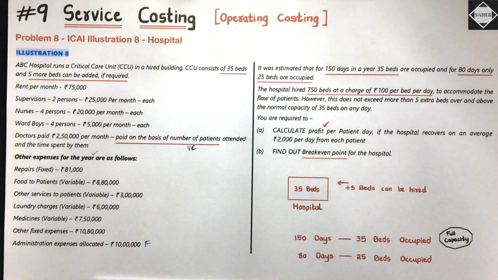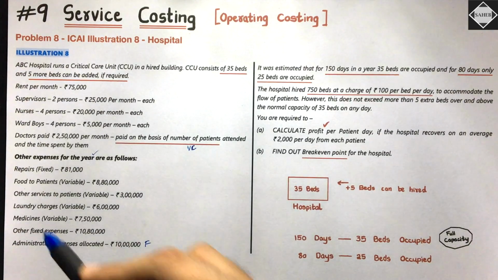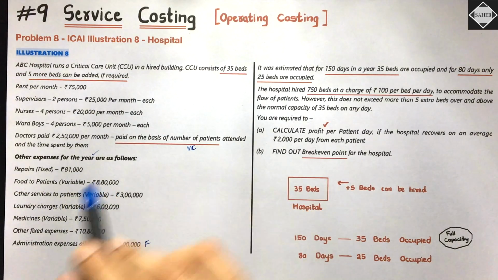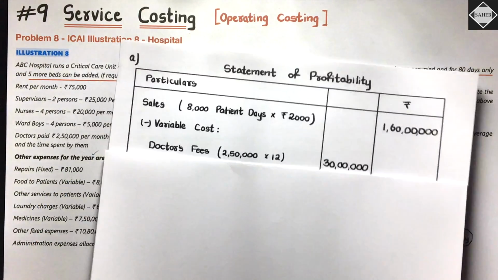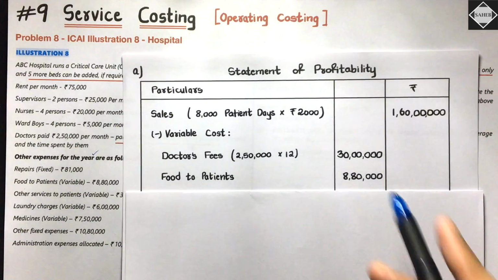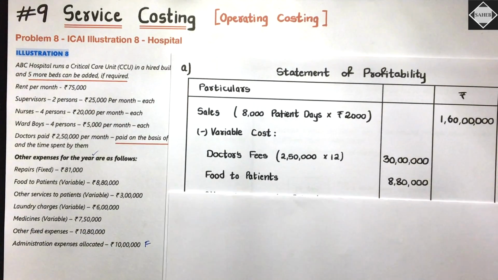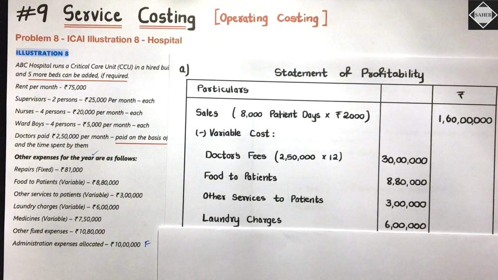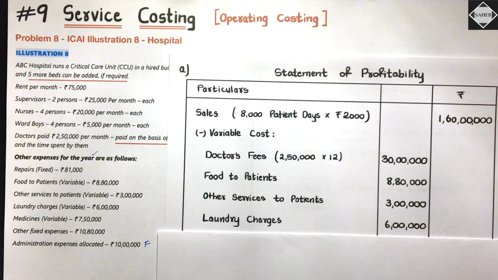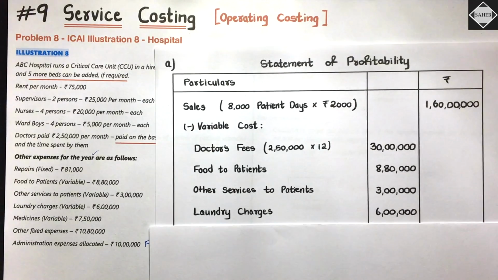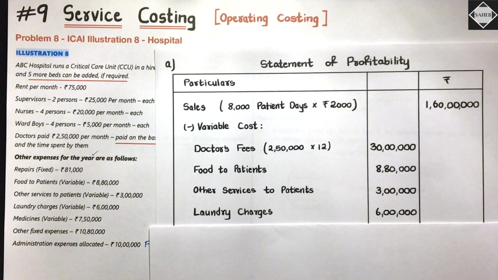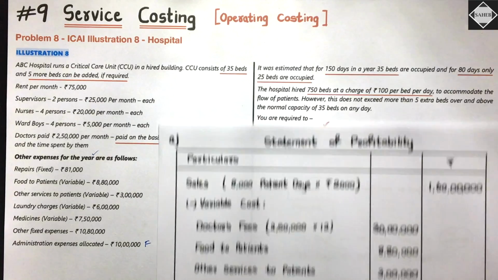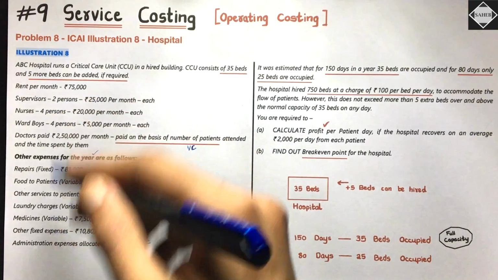Then next variable cost is what? Food to patients, 8,80,000, that is already yearly. For the year they have said. So directly take food to patients, 8,80,000. Then we have other services to patients, 3 lakh. Then we have laundry charges, 6 lakh. Clear? You're getting it, right? It's really simple. Then we have medicine, 7,50,000. Is there any more variable cost? No, it's finished over here.